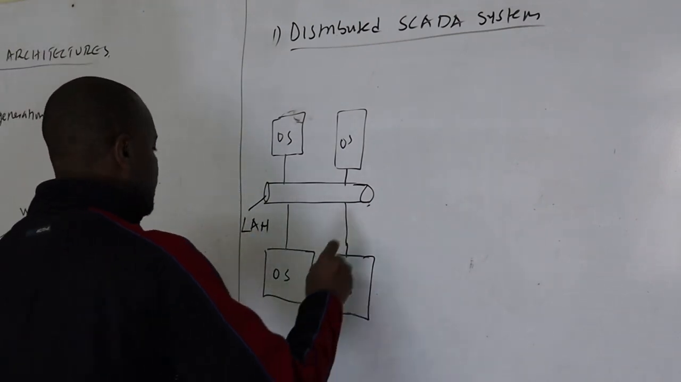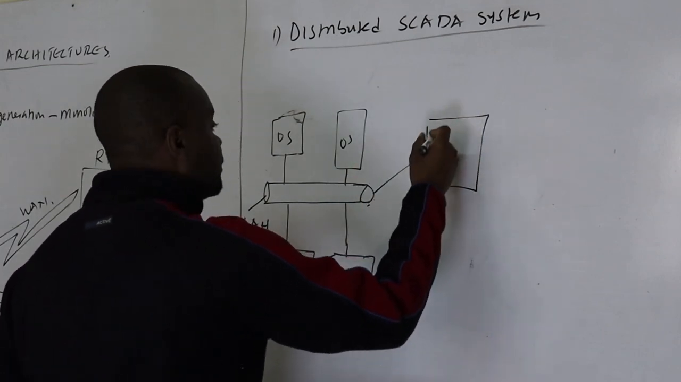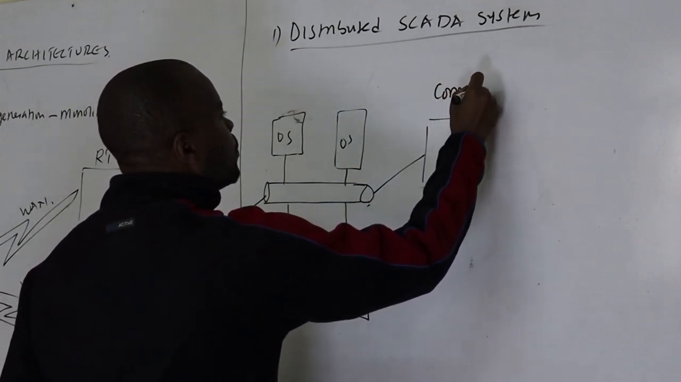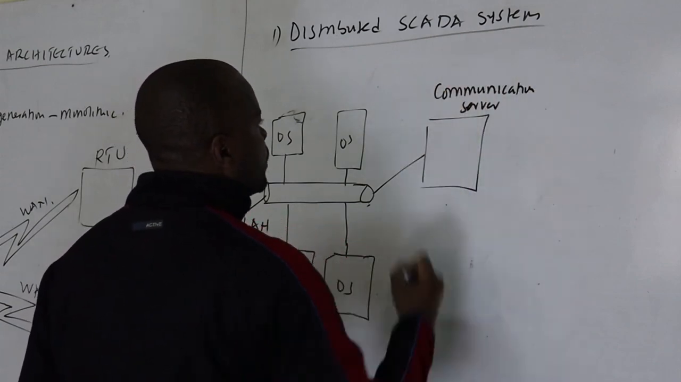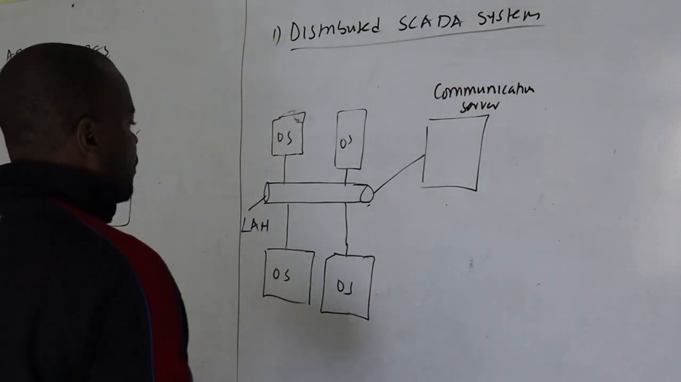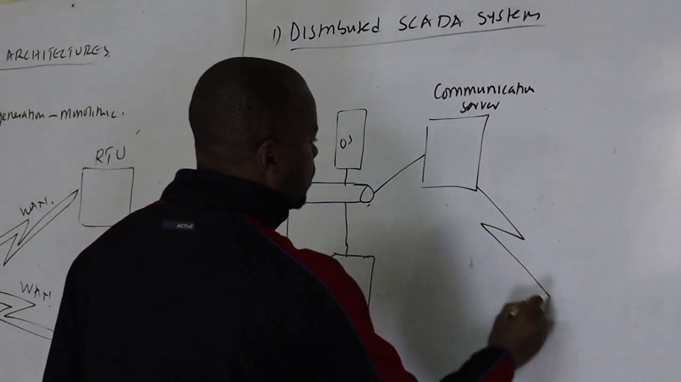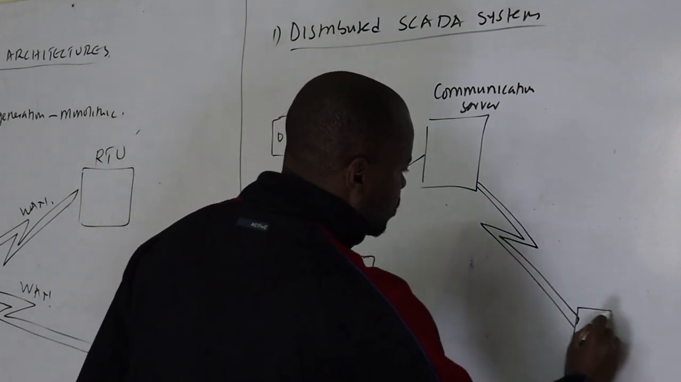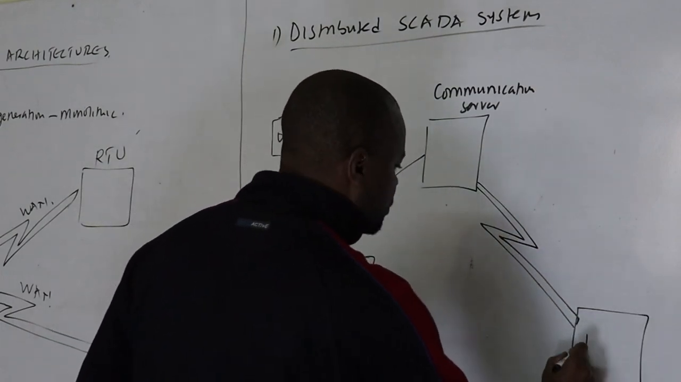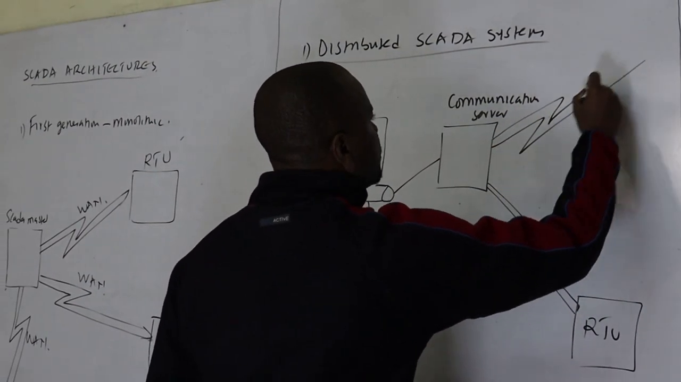Then this one was communicating to what we refer to as the communication server. So here we have the communication server. Then from the communication server, this one was now communicating through what we call WAN. So here we have an RTU, maybe here. Again, we can have another RTU.